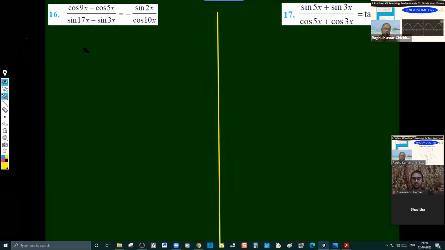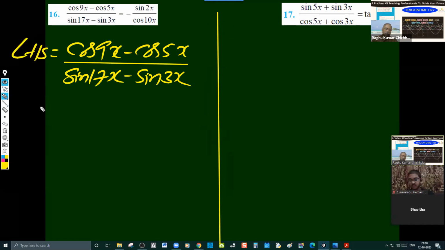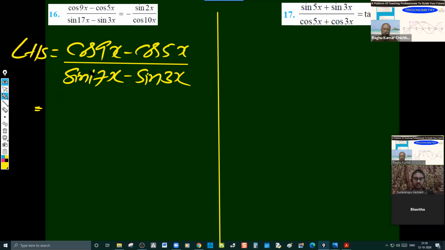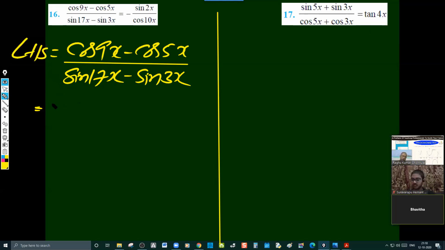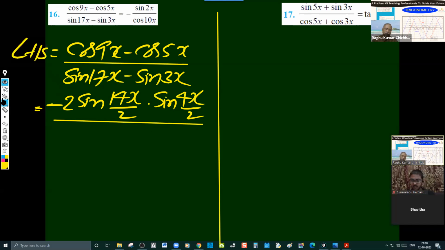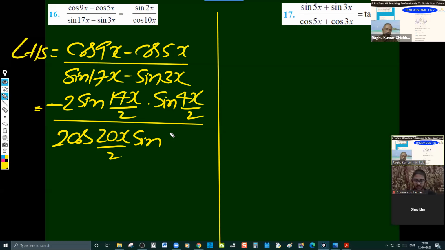LHS: (cos 9x minus cos 5x) whole divided by (sin 17x minus sin 3x). Cos C minus cos D by sin C minus sin D. That's good. Apply the formula totally. Cos C minus cos D is minus 2 sin (C plus D)/2, that is 14x by 2, times sin (C minus D)/2, that is 4x by 2, whole divided by sin C minus sin D, which is 2 cos (C plus D)/2 times sin (C minus D)/2, that is 14x by 2.